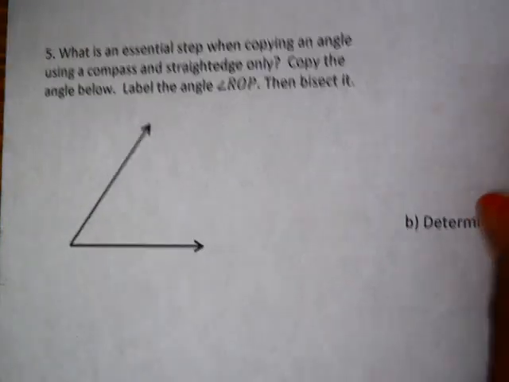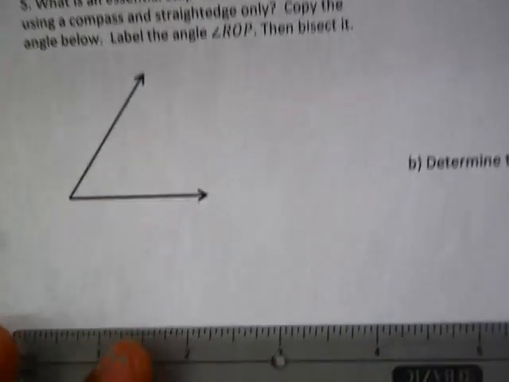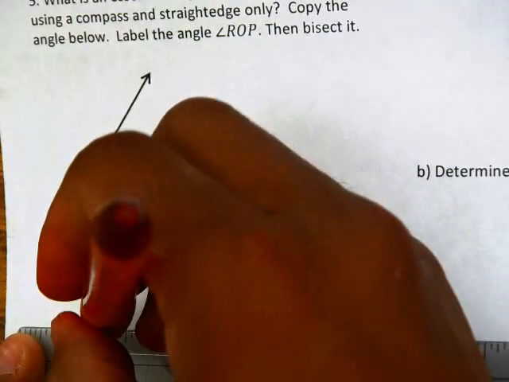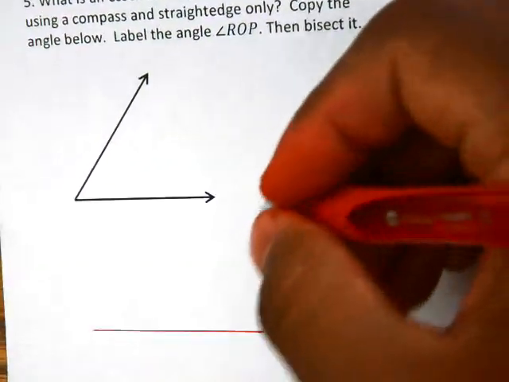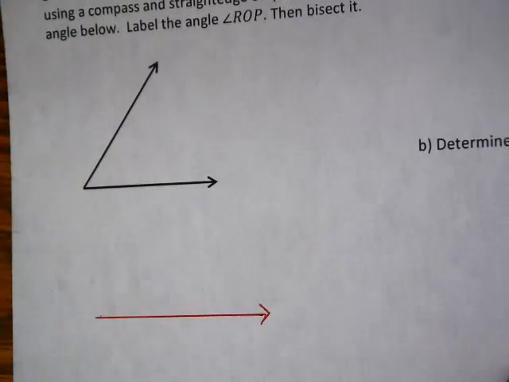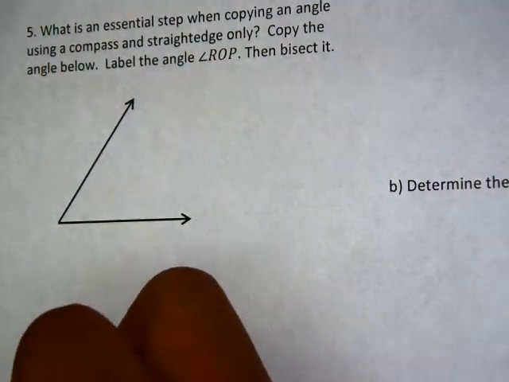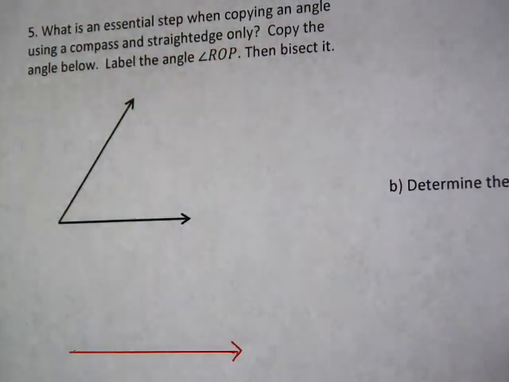So number 5, what's an essential step when copying an angle using compass and protractor only? Well, I don't know if there's one essential step. I feel like all of them are essential. But the first step is to just start off with a ray. So here's my ray. I'm going to have it go to the right. It's just to label this new angle ROP that I get by copying. So we'll get there later.